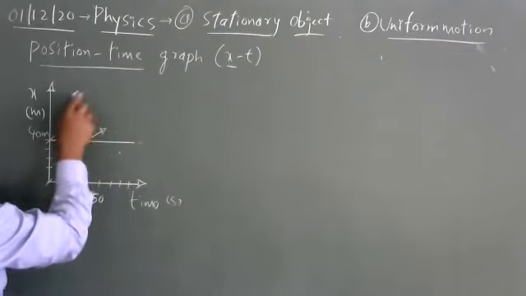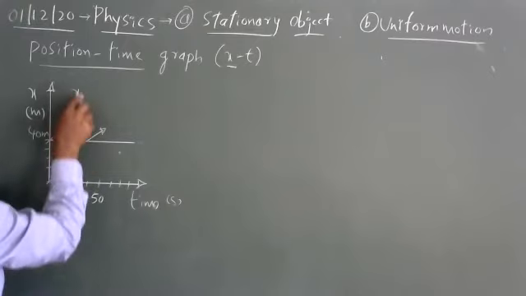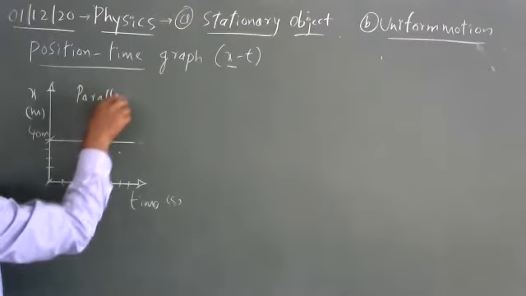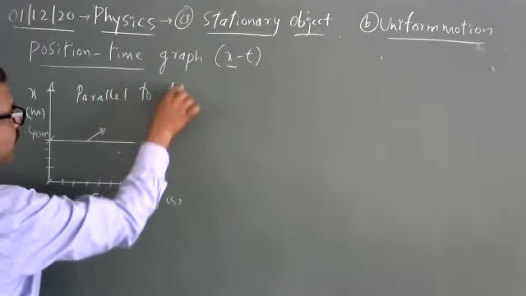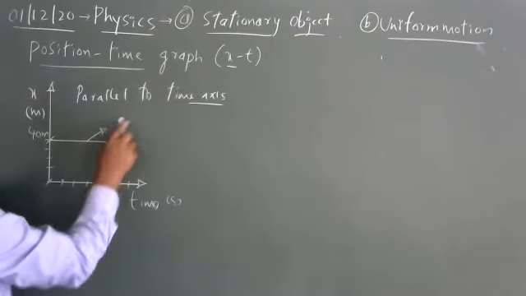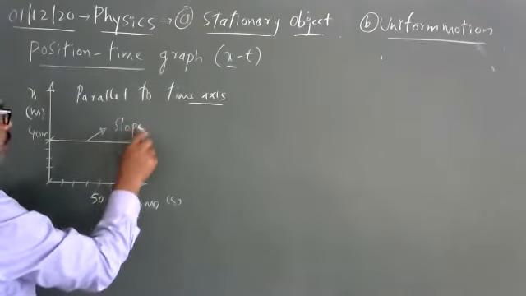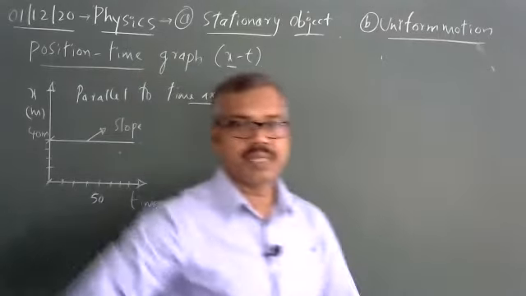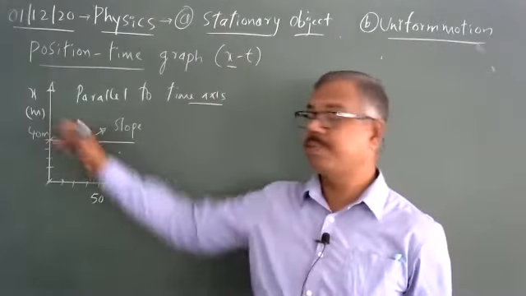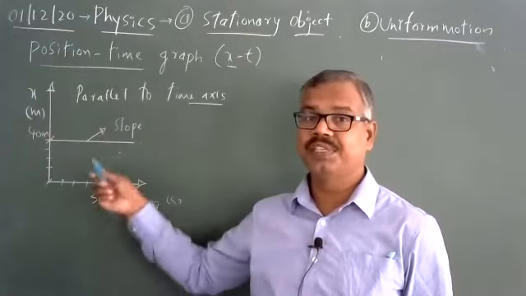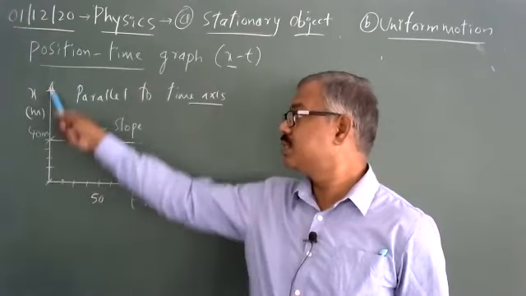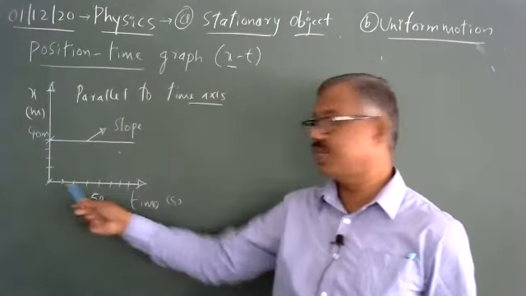This is called the XT graph parallel to the time axis. And what is slope? Slope is a mathematical parameter. Here it is position upon time, which gives you velocity; later we'll discuss that. Generally there is a y-axis and an x-axis.